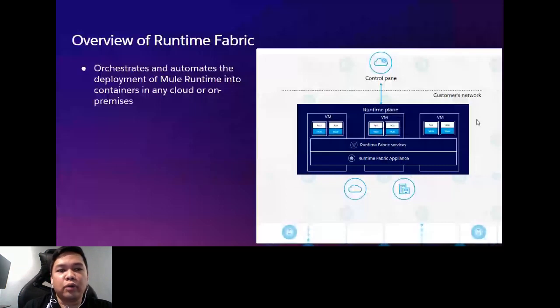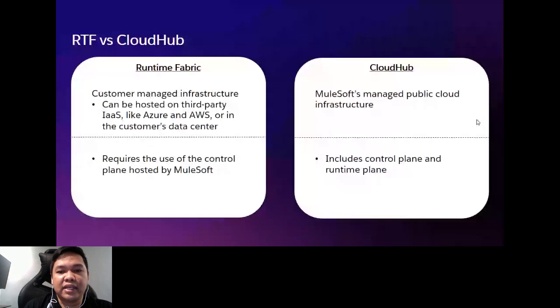Maybe you are wondering what the difference is between CloudHub and Runtime Fabric. If we go first to CloudHub, we all know that CloudHub is managed by MuleSoft on a public cloud infrastructure, and it includes the control plane and the runtime plane. While on Runtime Fabric, the customer is the one managing the infrastructure, and we have the choice to host it in AWS, Azure, or our own customer data center. And of course, as I mentioned a while ago, it still requires the MuleSoft control plane.